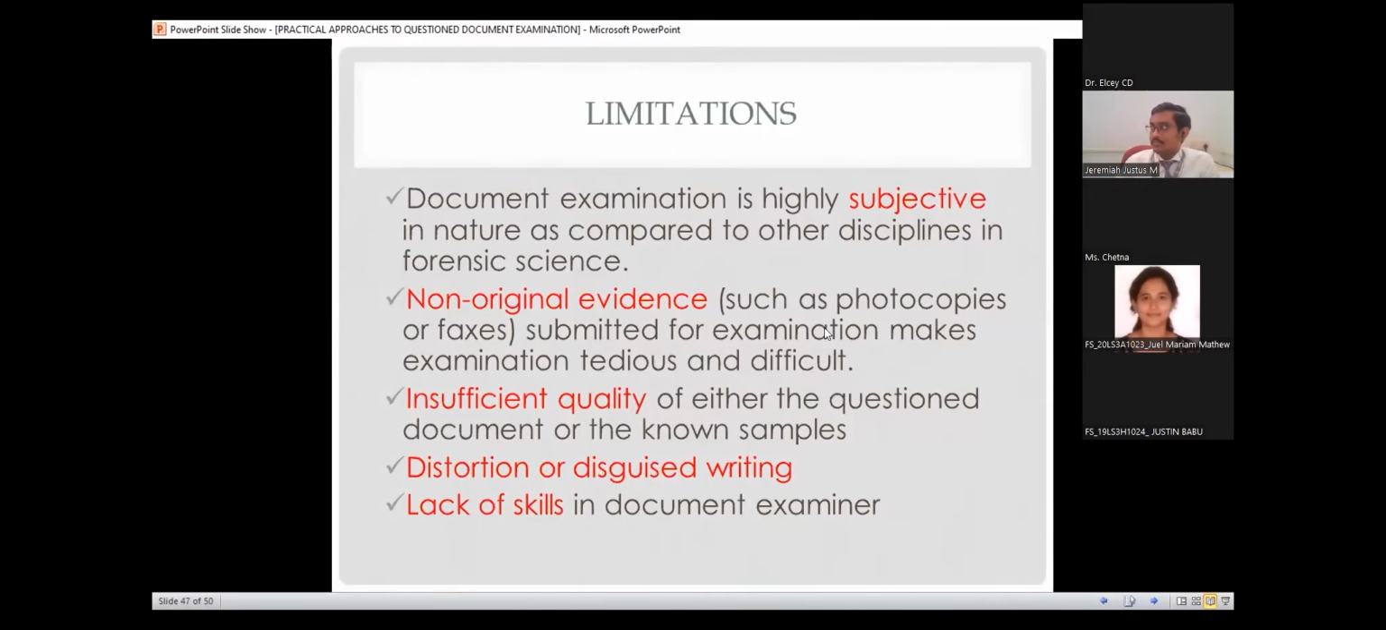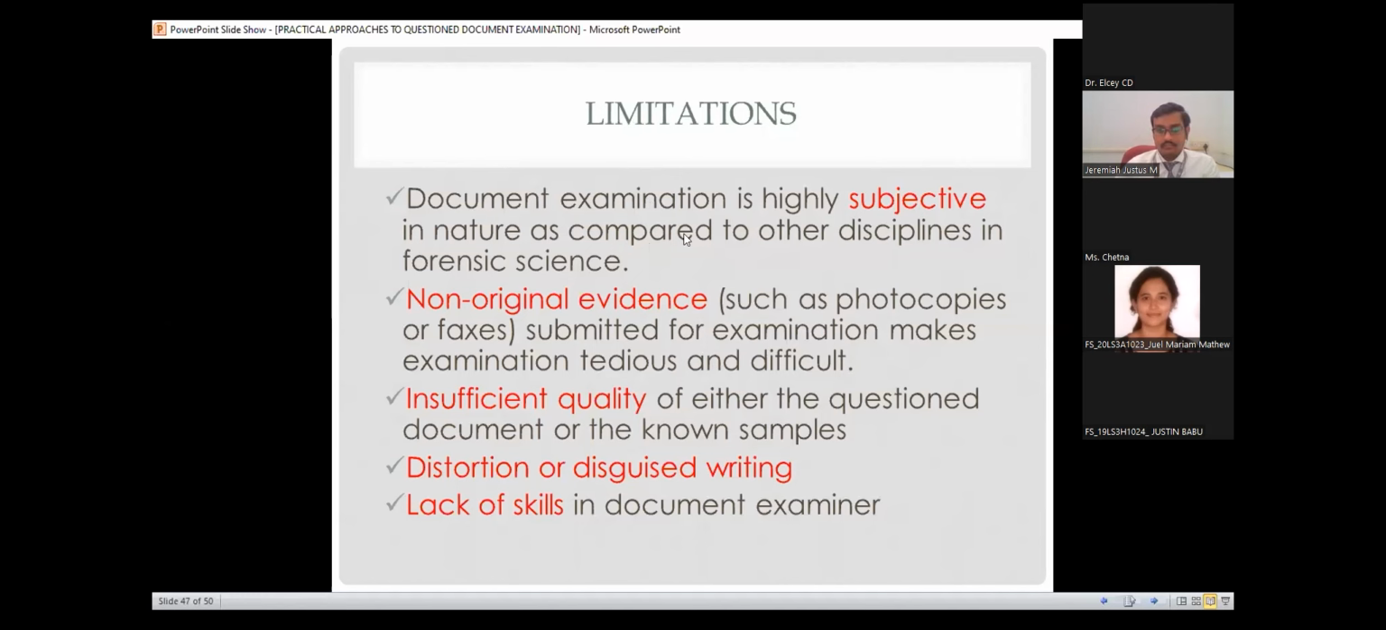So in the last, I want to mention some limitations in the field of forensic document examination, as this field is evolving and we have come to a time when we can not only see the nature of things, but also quantify in terms of handwriting or signature. So it is evolving over a period of time, and it is still very subjective in nature.